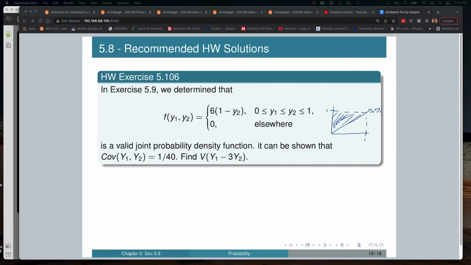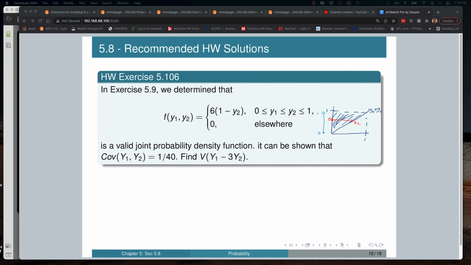So when I set my integrations up at this time, I'm going to go in the y1 direction first, so from 0 up to, if I'm going to the y1, it'll be the y sub 2 direction. And then in the y1 direction, I'll go from 0 up to 1. All right, 0 to 1 that way. So that's how I'm going to set my integrals up in this instance.